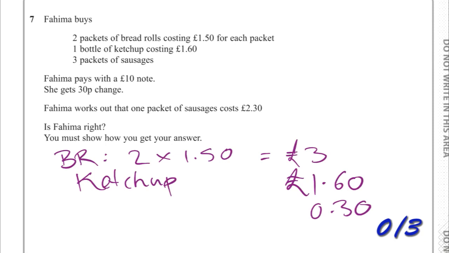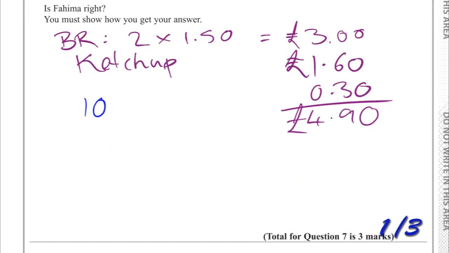If we add up what these numbers make, we can take that away from £10 and find out how much all the sausages cost. Adding these up, 0, 6 and 3 make 9, and 3 and 1 make 4. The total cost of the bread rolls, the ketchup, and the change is £4.90. Now we need to take this away from £10, so £10, take away £4.90. You could probably do this in your head.